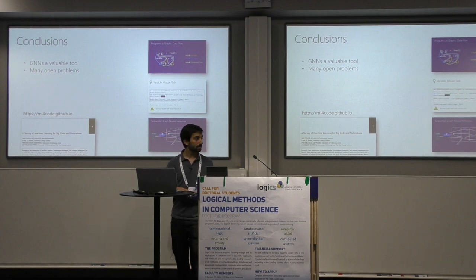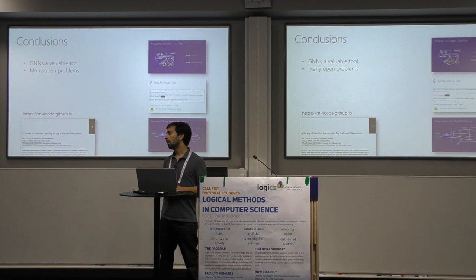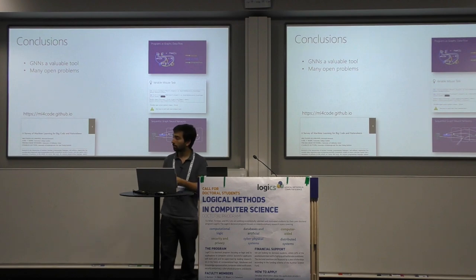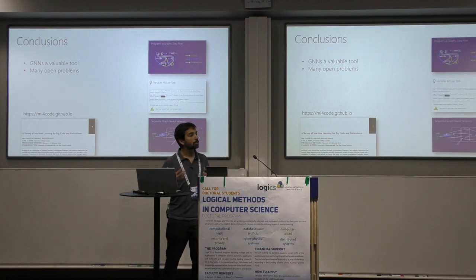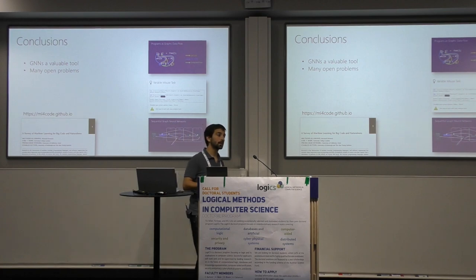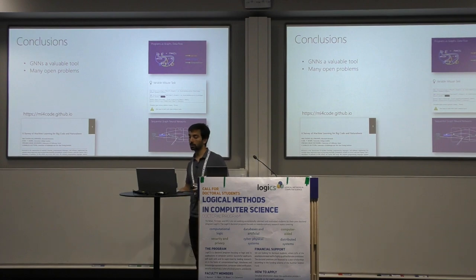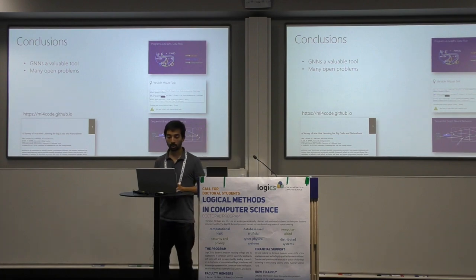Okay, so that's most of the talk. I hope I persuaded you that graph neural networks are a valuable tool. I've shown two applications, but I think there are many ways of using this structured form of learning. And I think we have many open problems as a community to solve, in the machine learning, programming language, and software engineering communities.